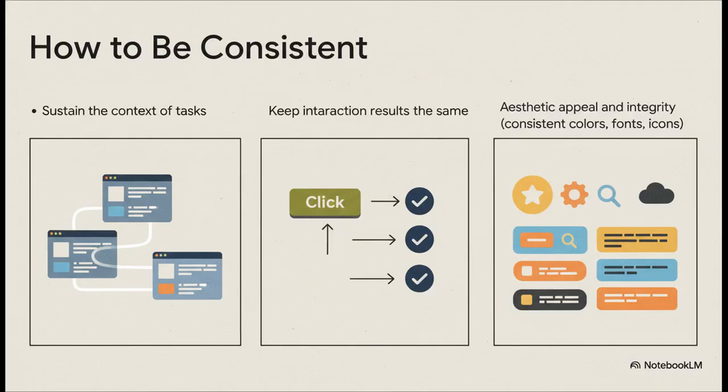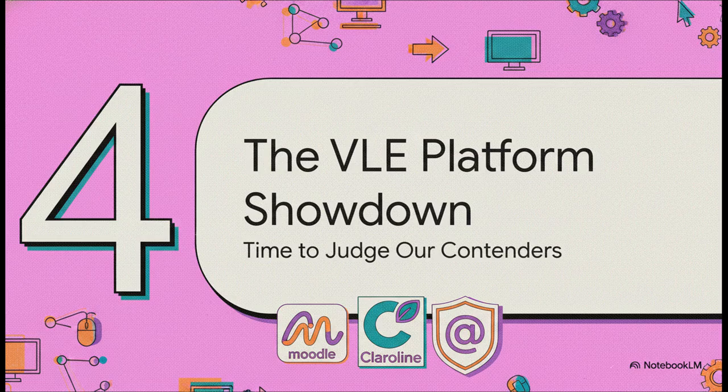And this idea of consistency applies to everything. It means keeping users oriented so they don't get lost halfway through a task. It means making sure actions always have the same predictable results. And yeah, it even applies to how things look. Using consistent colors, fonts, and icons creates this feeling of polish and integrity. It just feels right. Okay, so we've got our 3 golden rules: user control, low mental load, and consistency.